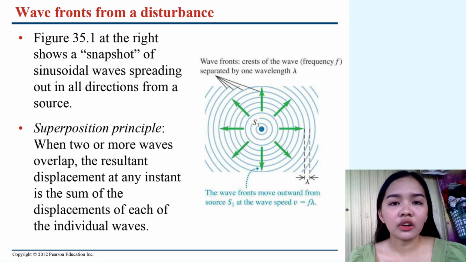Before we talk about light, let's remember how waves are formed. Imagine dropping a stone into water. Its ripples spread in circles. These are wave fronts. Light waves behave the same way, spreading out from a source.